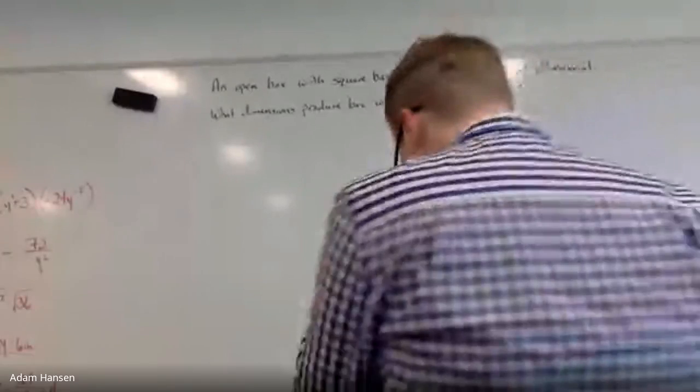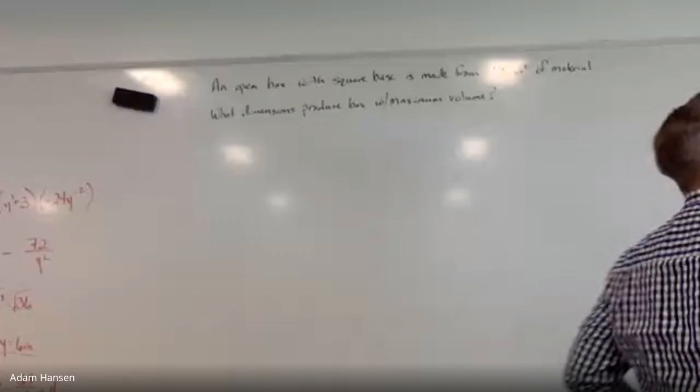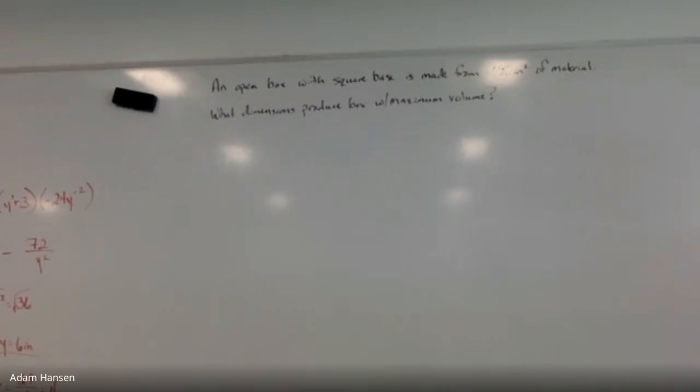All right. Let's look at another example here since you guys tried one on area. An open box with a square base is made up of 108 square inches of material. I want to make an open box, so it's open on the top. It's going to be formed from 108 square inches of material.